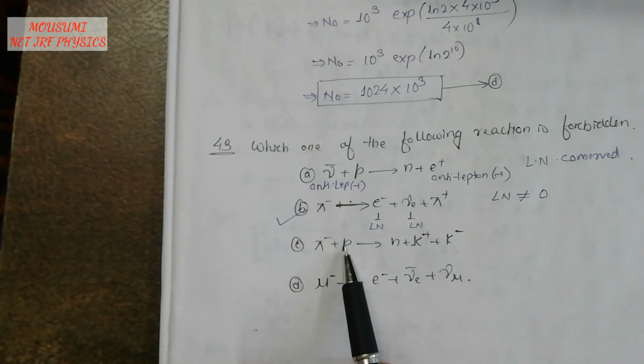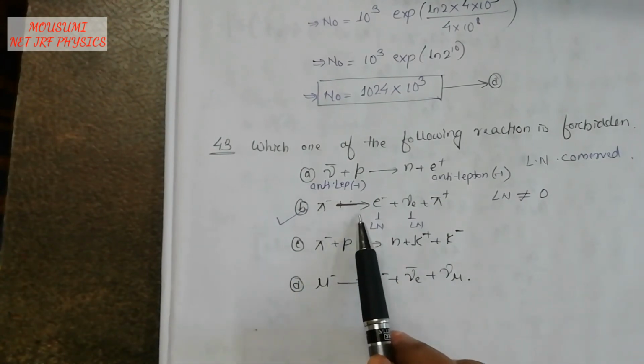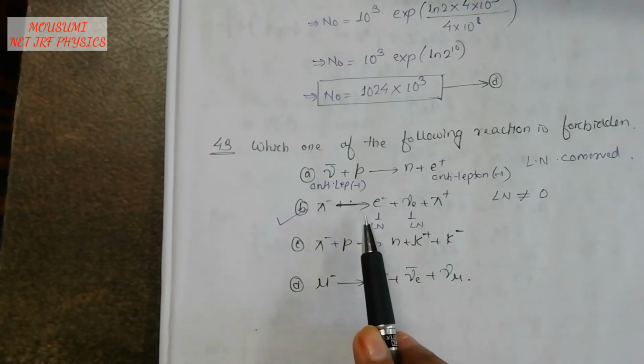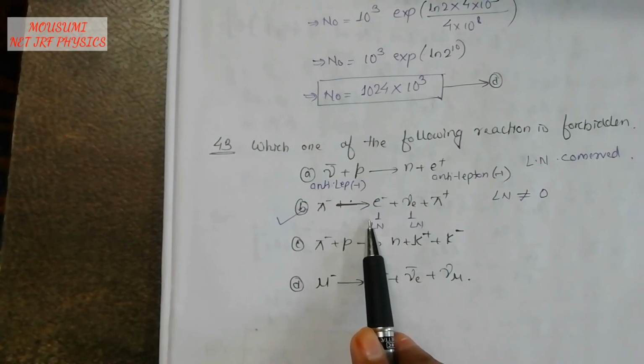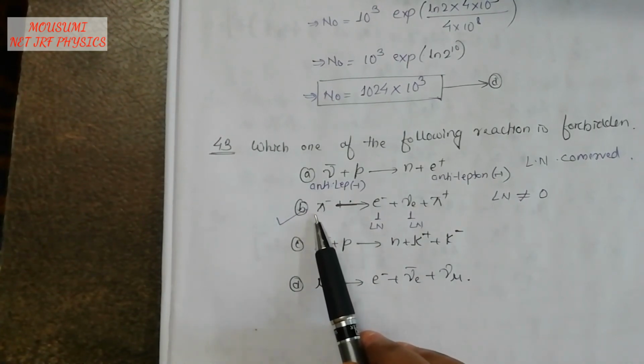For the third one, you can check yourself, but since the lepton number is not conserved in B, and lepton number is an exact conservation law, whenever a reaction does not satisfy the lepton number conservation, then that is forbidden. So this is the reason that the correct answer is option B. So this reaction is forbidden.